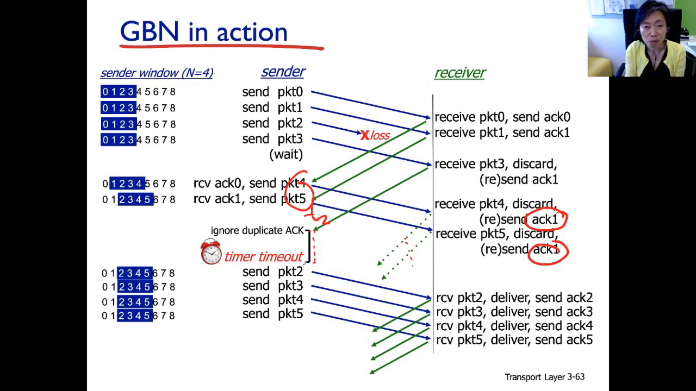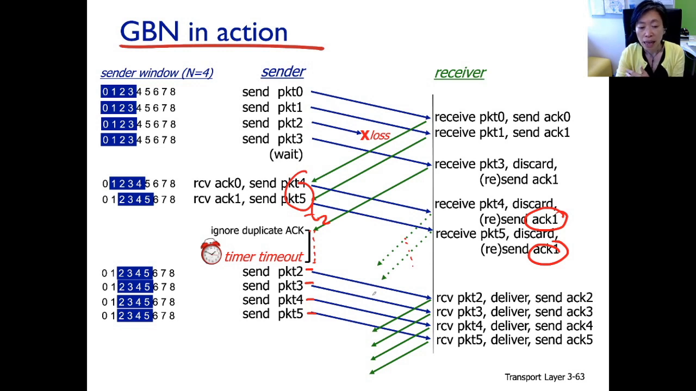What's going to happen here is that it's going to trigger the sender side timeout event. What do we do there? We restart the timer and what? Retransmit the entire flight of packets starting from the base. So 2, 3, 4, 5 go out at once.